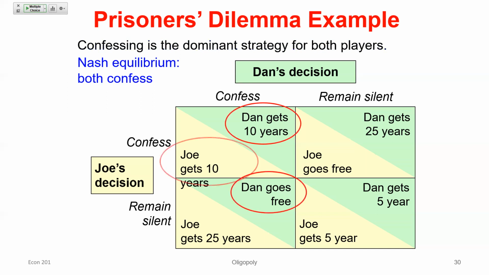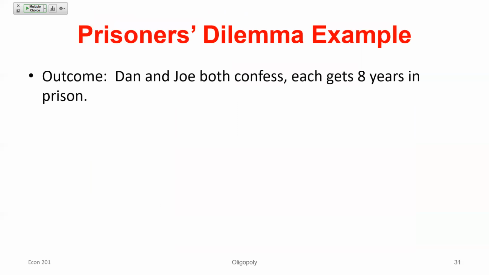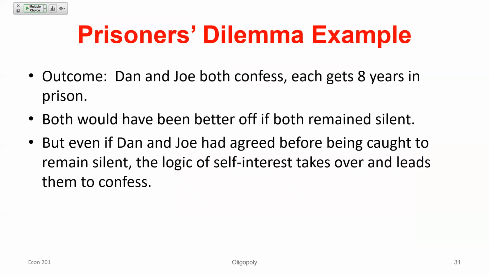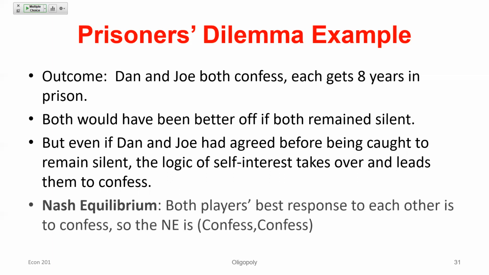So we end up seeing they both had a dominant strategy. For Joe, it was to always confess. For Dan, it was to always confess. So we end up in this Nash equilibrium where both of them confess to the crime. They both get 10 years, even though, right, it would have been better if they could have remained silent and stuck to an agreement and both not confessed and only got 5 years. I think that's all I have here. So we've got our Nash equilibrium.